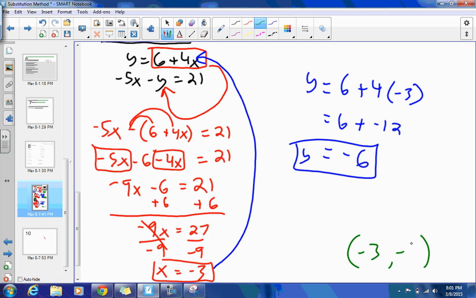And we have our y. You can check that by plugging it back into both equations if you'd like. But our answer would be negative 3, negative 6.